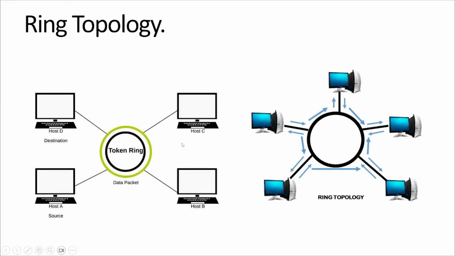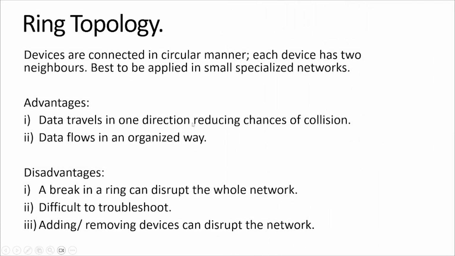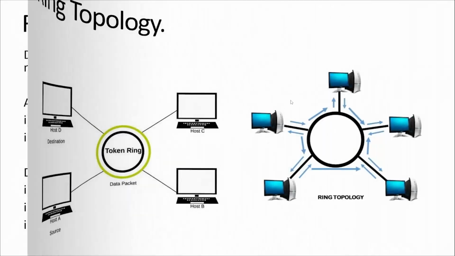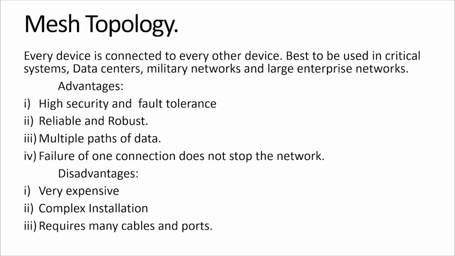Let's see an example of ring topology. Devices are connected in a ring where communication goes in one direction, which reduces the chance of collision.